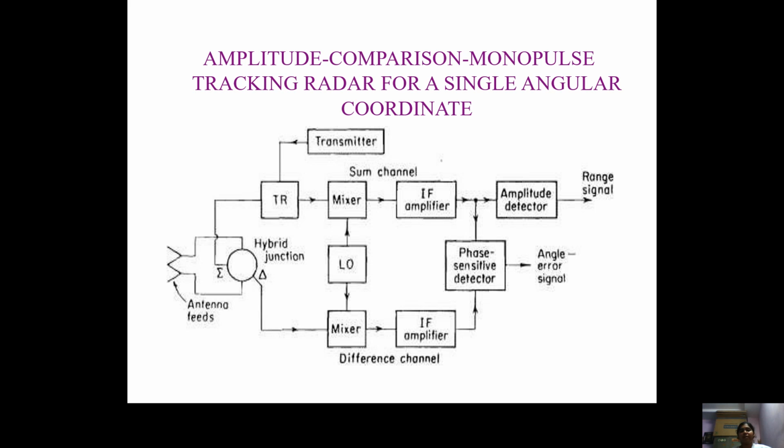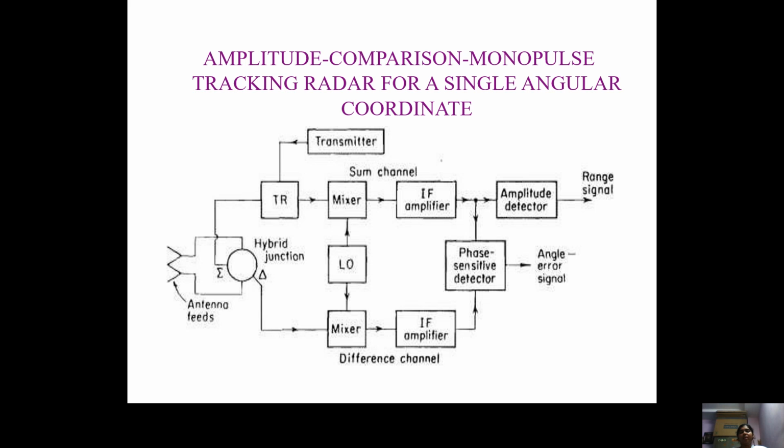After the transmission, the transmitted pulse is propagated in the space, and whenever it strikes the moving target, it generates an echo. The received echo signal is received at the receiver antenna, which is present in the duplexer. This received echo signal can be processed further in the mixer available in both channels, the sum and the difference.